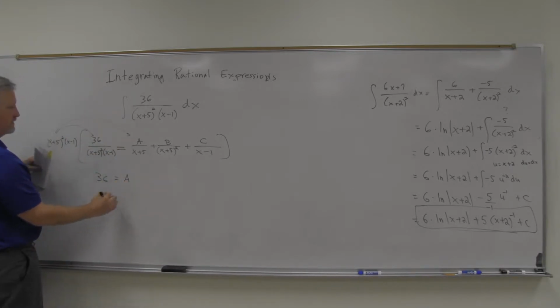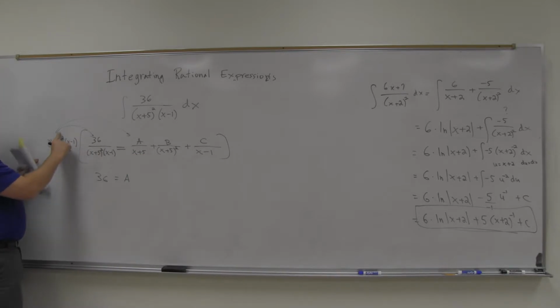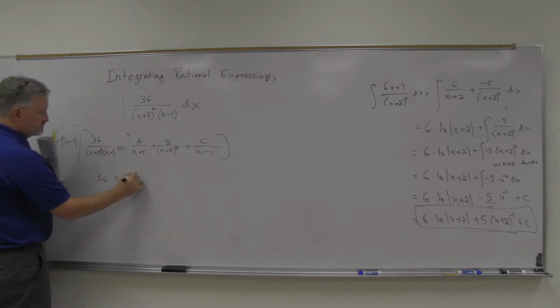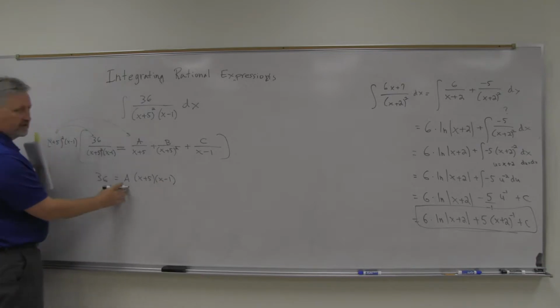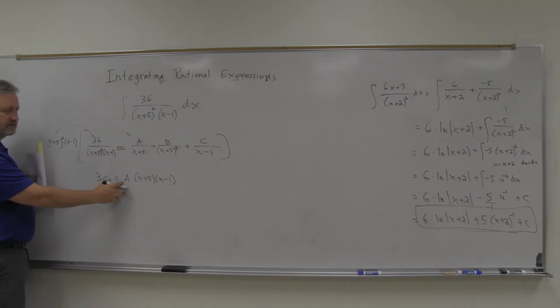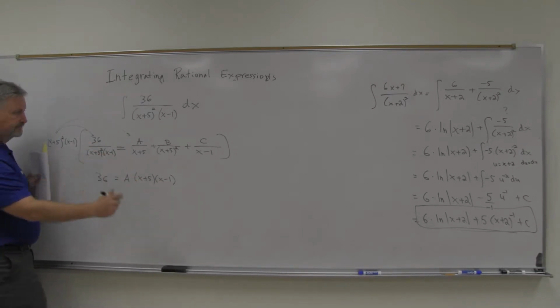A. Well, we've got an x plus 5, so one of the x plus 5s will cancel on the A, but it'll still leave me an x plus 5 times an x minus 1. That's what A would be times, yes? X plus 5, x minus 1, with me?